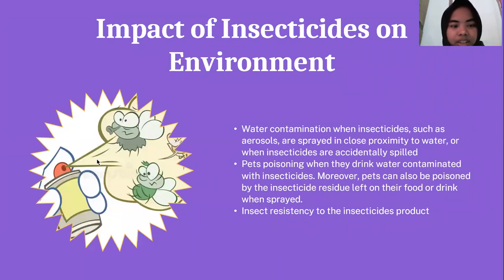And there are also impacts of insecticides on the environment, such as water contamination when insecticides such as aerosols are sprayed in close proximity to water, or when insecticides are accidentally spilled on the environment. And next is pet poisoning when they drink water contaminated with insecticides. Moreover, pets can also be poisoned by insecticide residue left on food or drink when sprayed. And there is also insect resistance to insecticide products if used without the proper use.